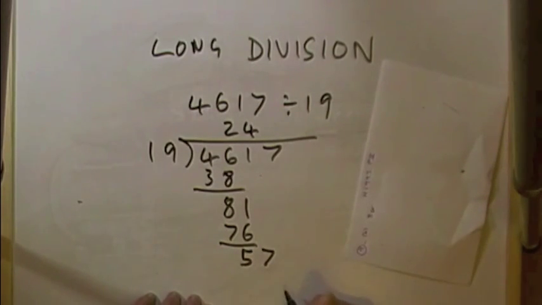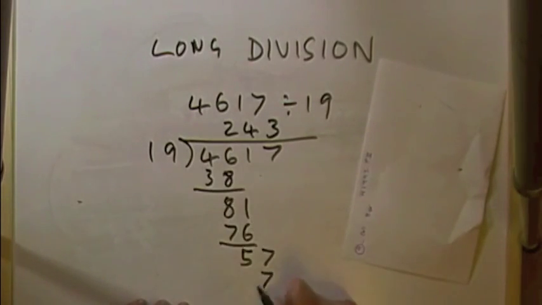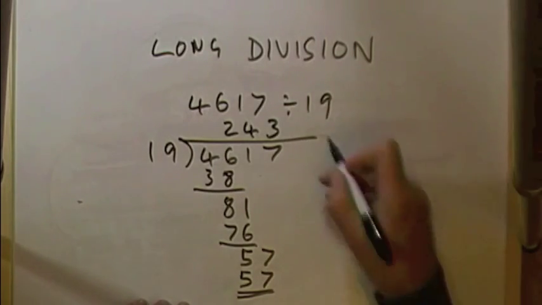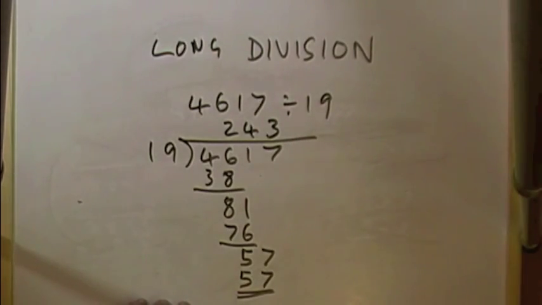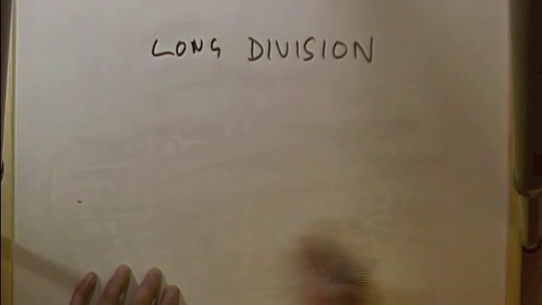Now I've got the units. How many 19s make 57? Almost 20, almost 60, probably 3. I can check it by multiplying it out. 27 carry 2, 57. Exactly. 19 goes into 4,617 exactly 243 times. Same principle. 19's quite easy though.